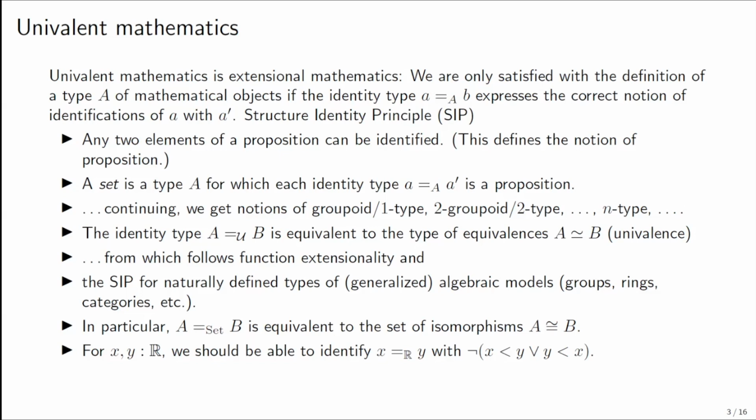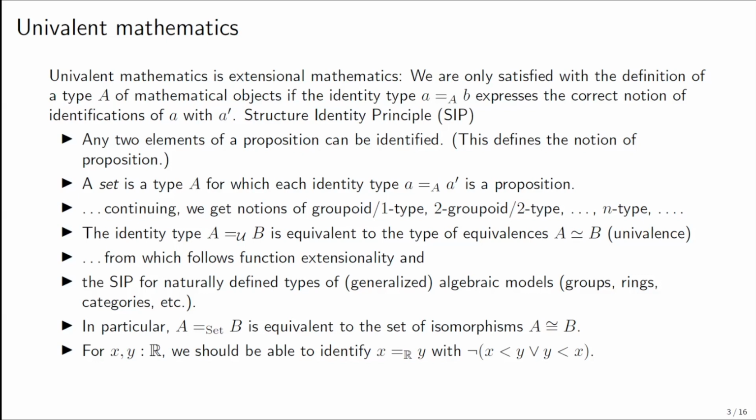A good example to think about might be real numbers. You can maybe classically get real numbers from Cauchy sequences, but the identity of real numbers is not that of Cauchy sequences. So you have to do something. Maybe you can think about univalent mathematics as mathematics developed with an eye to this structure identity principle, that the identity types of structures should be the correct ones.